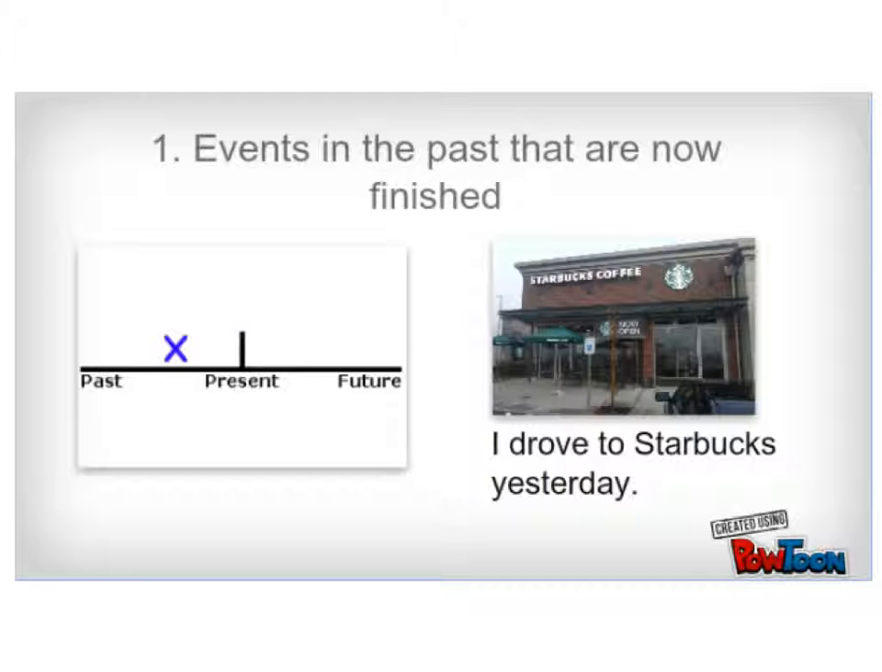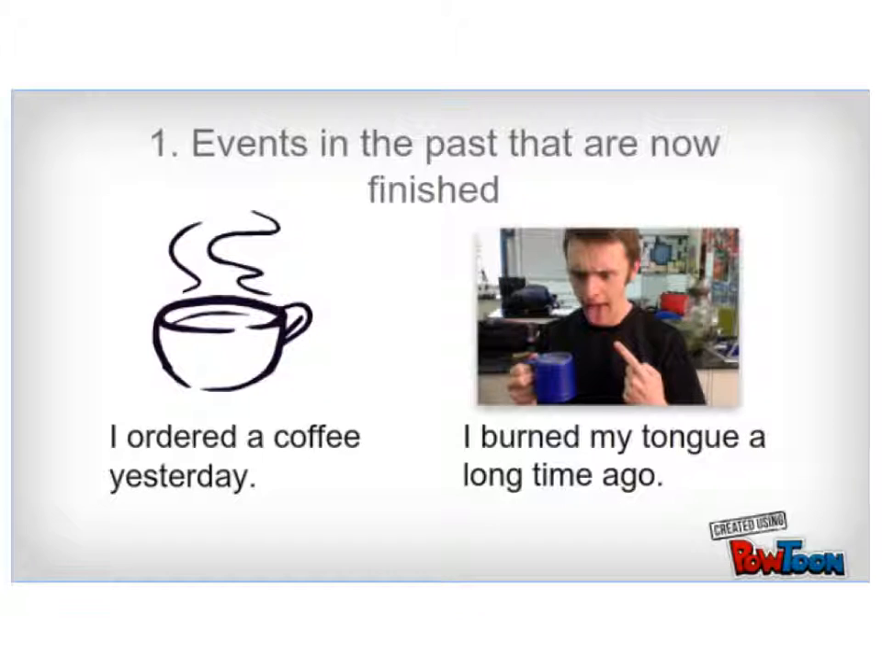For example, I drove to Starbucks yesterday. I ordered a coffee yesterday. I burned my tongue a long time ago. These are completed events that happened in the past that are now finished. As you can see, indicators such as yesterday or a long time ago give us a time frame that let us know each event is a completed action in the past.